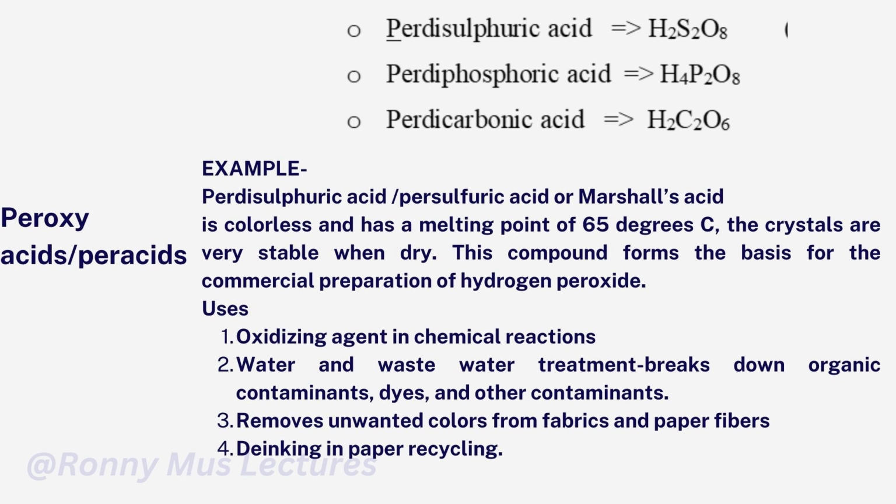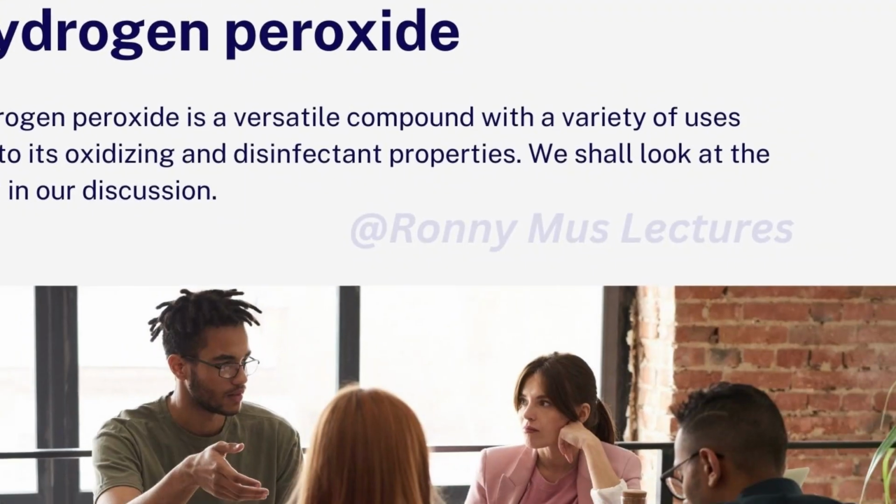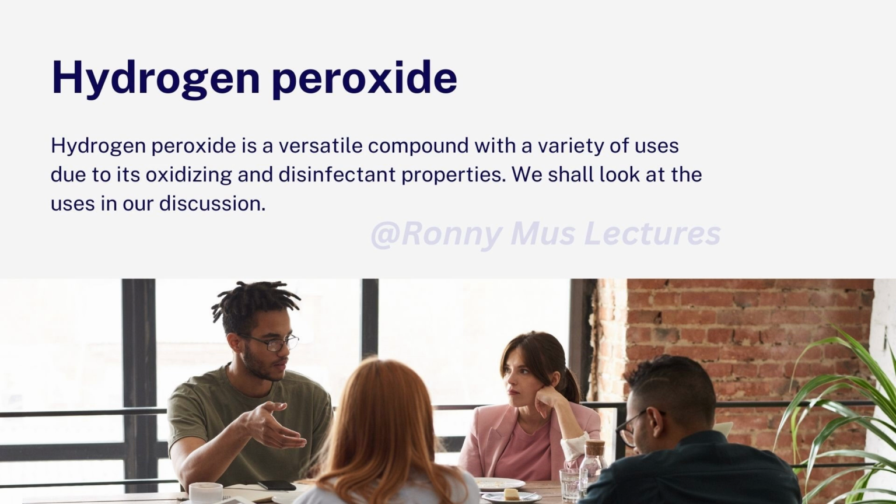It is used as an oxidizing agent in chemical reactions. It is used in water and wastewater treatment, whereby it breaks down organic contaminants, dyes, and other contaminants. Then it removes unwanted colors from fabrics and paper fibers. And then it is used in de-inking in paper recycling. Hydrogen peroxide is a versatile compound with a variety of uses due to its oxidizing and disinfectant properties. So we shall look at the uses in our discussion, and remember the formula is H2O2.